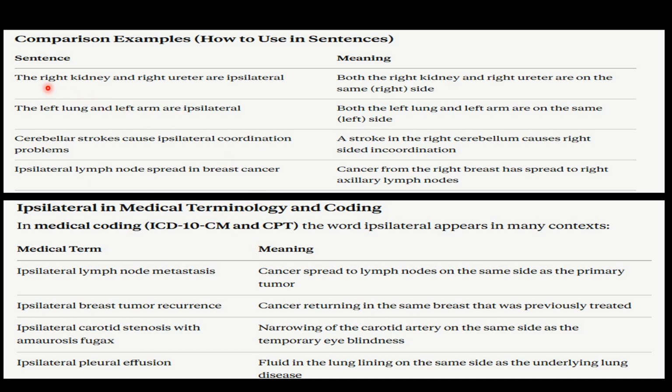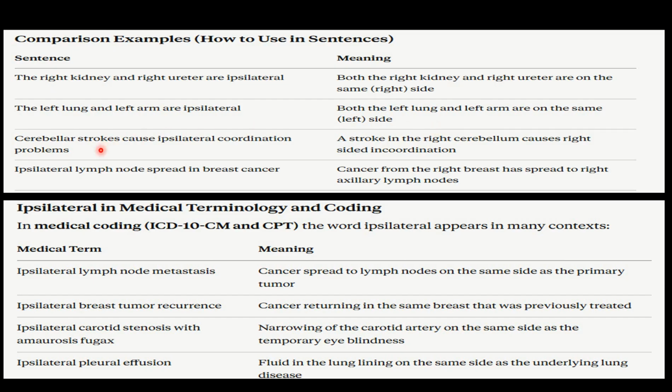The first sentence says the right kidney and the right ureter are ipsilateral to each other. Why? Because they are both on the right side of the body. That means they are on the same side. That's why they are ipsilateral. The left lung and the left arm are also ipsilateral. Why? Because both the left lung and the left arm are on the same left side.